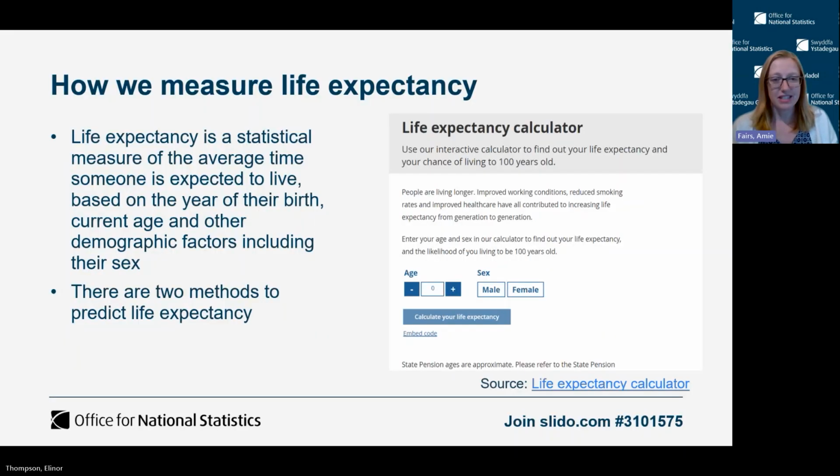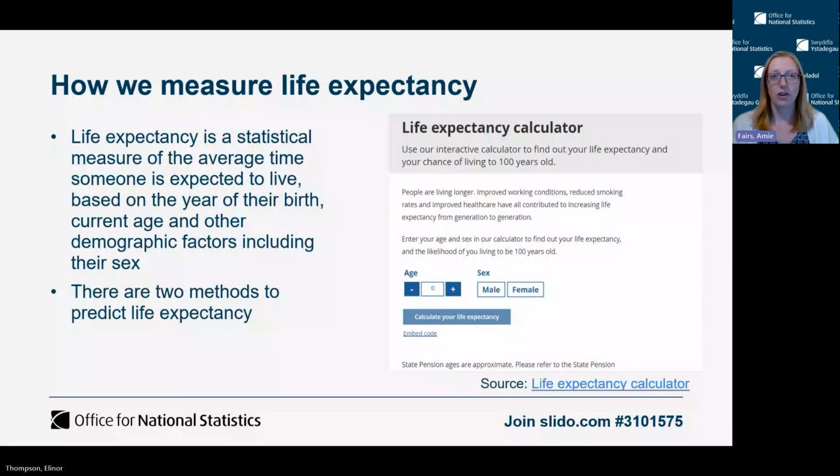Life expectancy is asking how long we can expect to live. The ONS measures life expectancies and has done for a very long time. Something I want to show you in a moment is the life expectancy calculator, because it's quite fun and interactive and you can do this yourself at home. But before we get there, I'll just quickly explain that life expectancy is a measure of the average time that someone is expected to live.